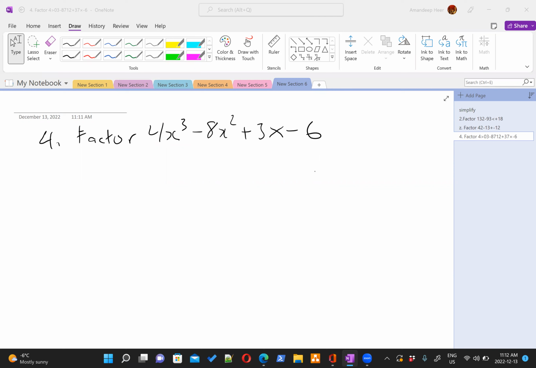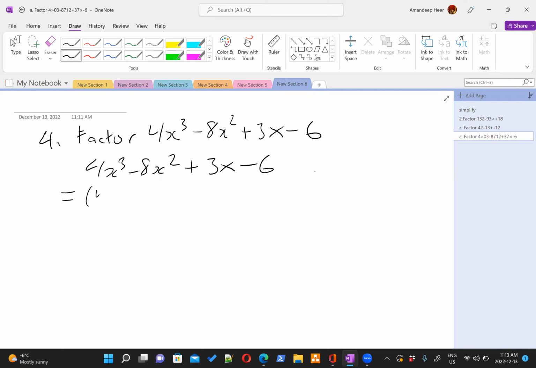So we look at 4x cubed. So I'm going to rewrite the expression: 4x cubed minus 8x squared plus 3x minus 6. So let's look at these two. I'm going to write them. I'm going to notice something very interesting. So I'm going to split the bracket like this. Okay. So this is what you do. You split the brackets like this.